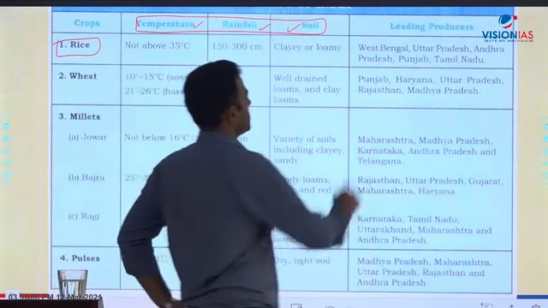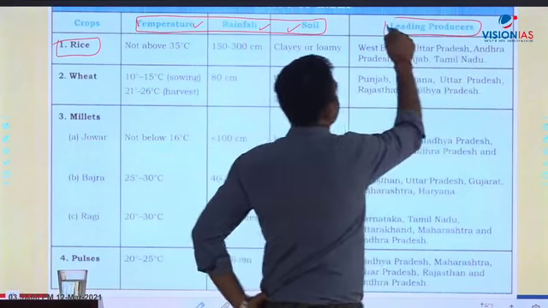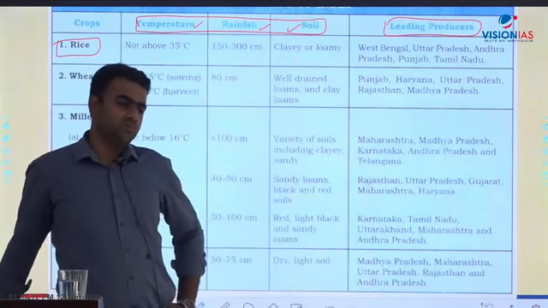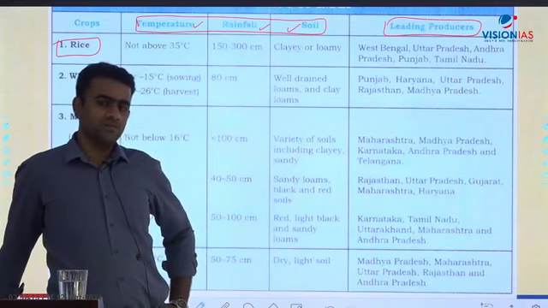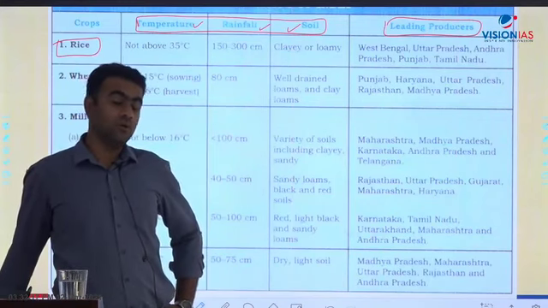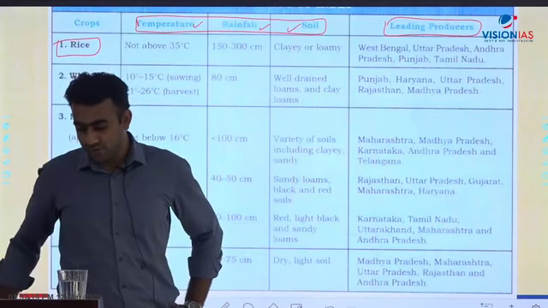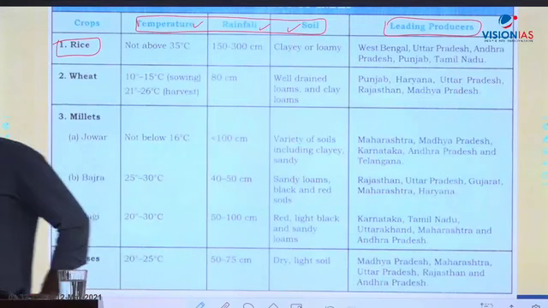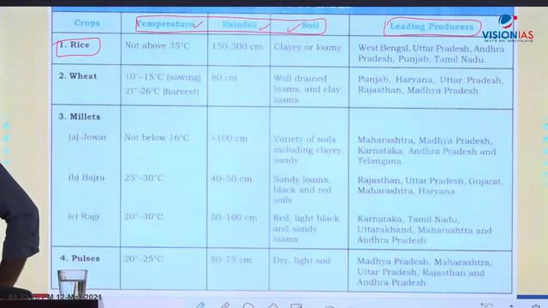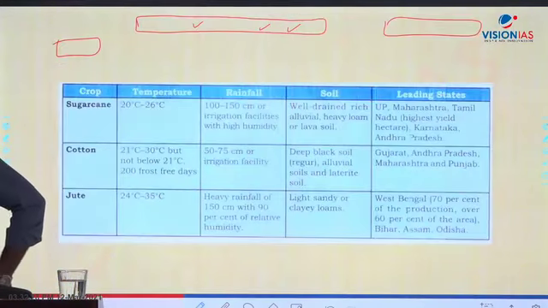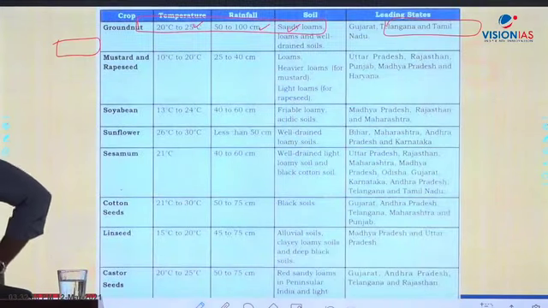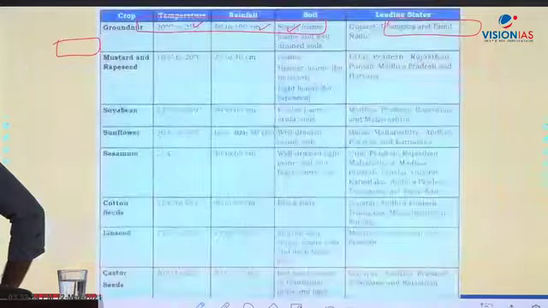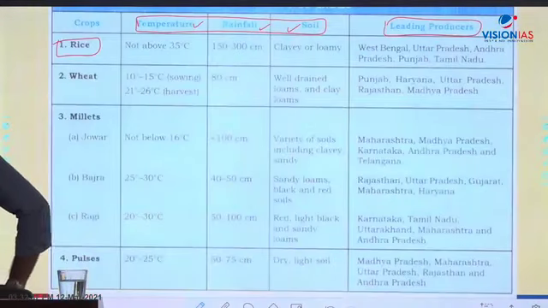This one thing. Second thing is, what are the regions in which they are majorly produced. Okay, so where pulses are grown, where wheat is grown, where maize is grown. So all these things, the regions in which they grow, you have to remember this. And of course we have so many crops: rice, wheat, millets, pulses, sugarcane, cotton, jute, and all the oil seeds, and then tea, coffee, rubber. This much is major, you will have to remember it.